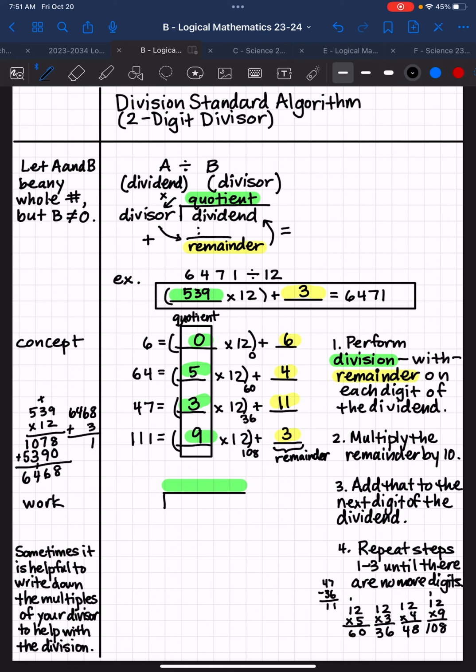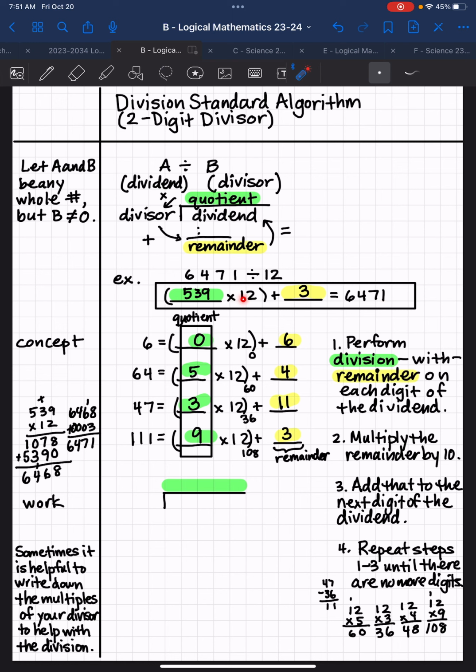8 plus 3 is 11. Write the 1 up there. 6 plus 1 is 7. 4 plus 0 is 4. 6 plus 0 is 6. So I have 6,471. Is that what's here? Yes. So I indeed checked to make sure that my answer was correct.